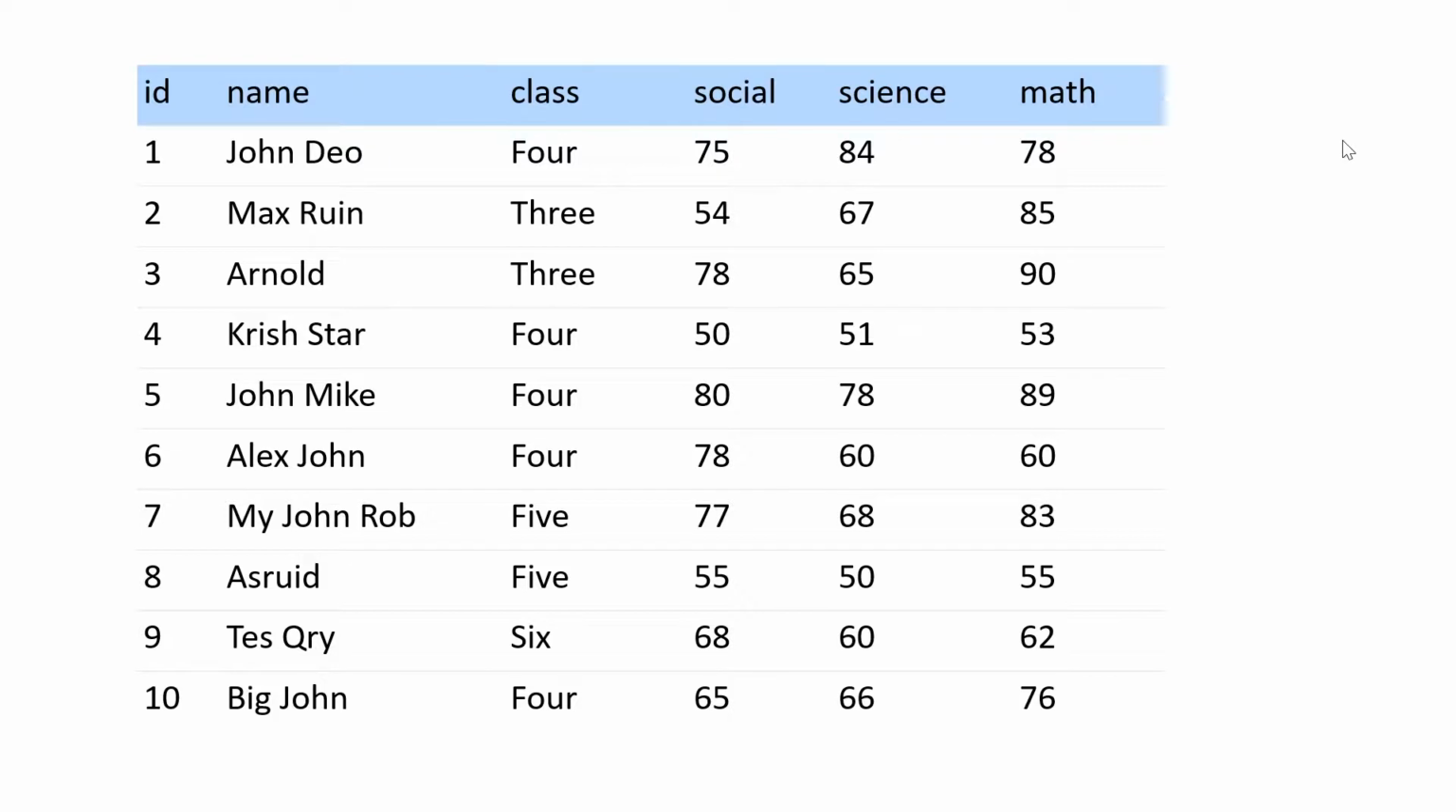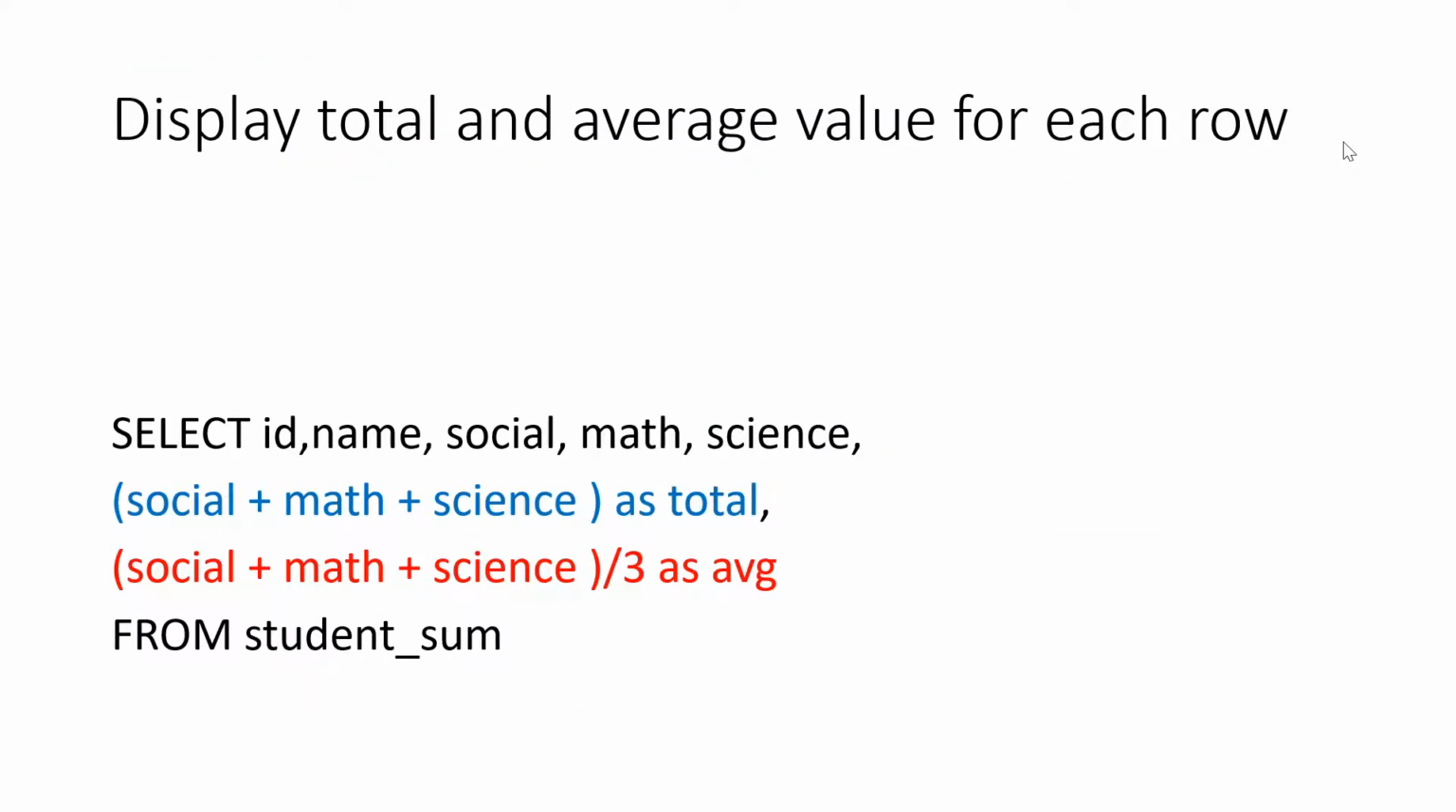Now we'll try to get the average mark in three subjects of our student table. This is another student table. You can download the dump of it available in the URL in the description. And here we'll try to find out the average value across each student. Now the query is here. We are trying to get the total mark as well as the average mark from the table.